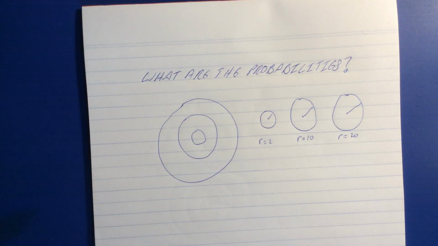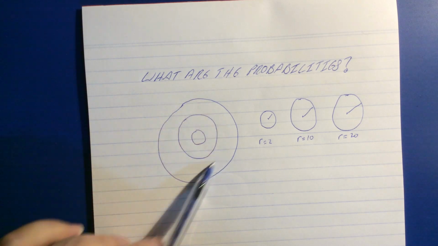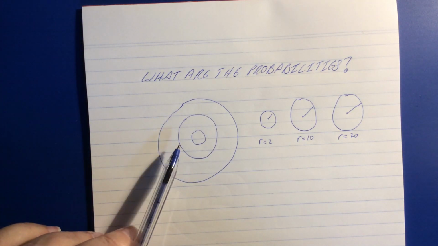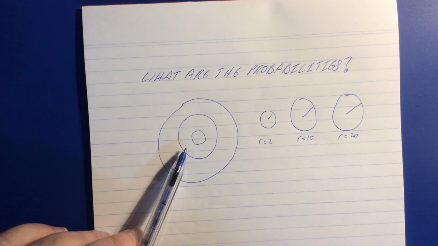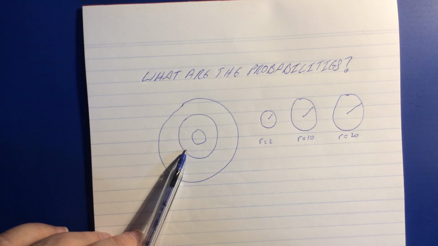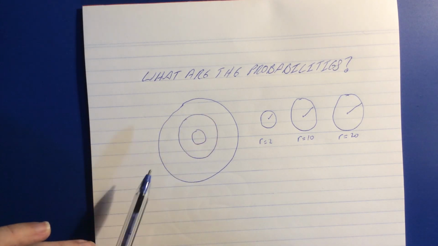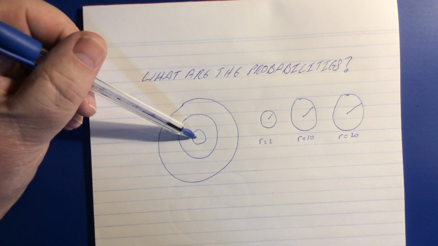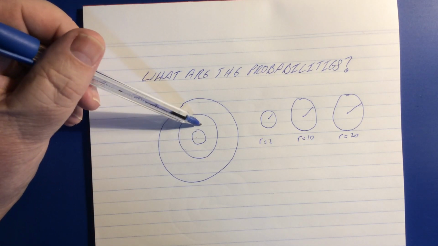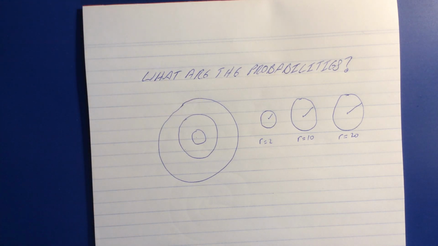And the question is, if you throw a dart at this surface and you have the assumed certainty that you will hit the board, but in a random pattern, so there's no skill involved, what are the probabilities that you might hit this piece of the board, or this piece of the board, or this piece of the board?